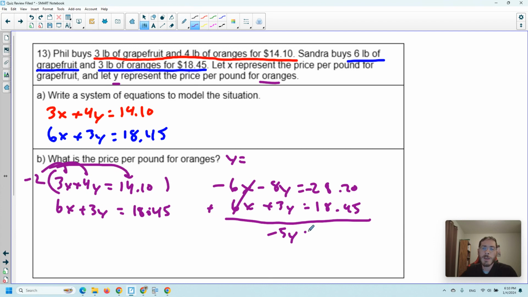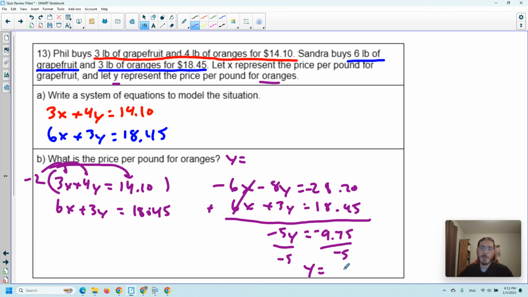So -5y equals, so that's close to $10, but not quite. So we're 25 cents short. So that's going to be -9.75. Is that the right way? That looks like the right direction. So we can divide both sides by -5. And again, we can see this is going to come out nice in terms of money. We are going to get a decimal.